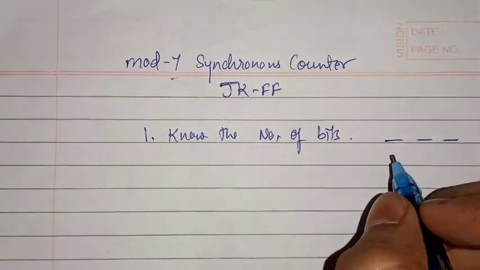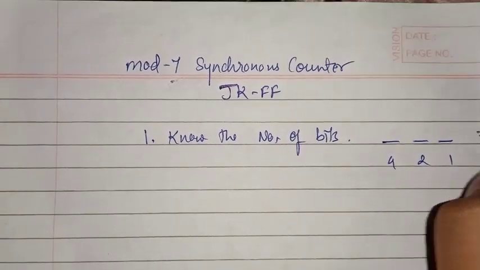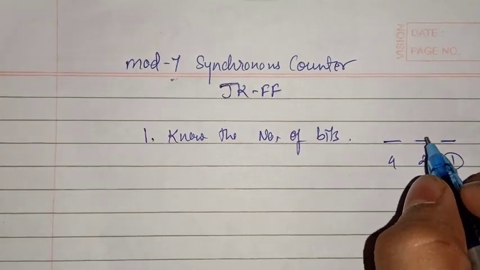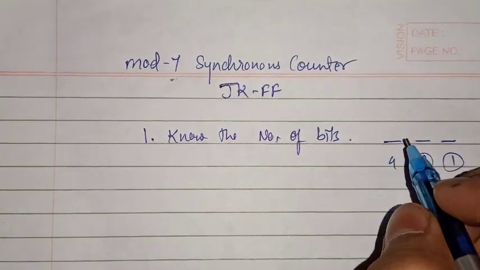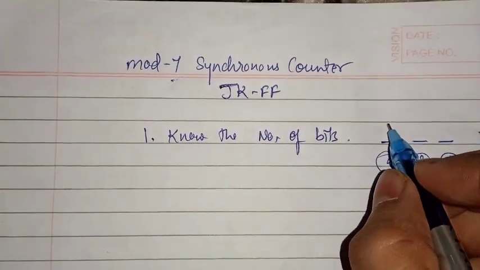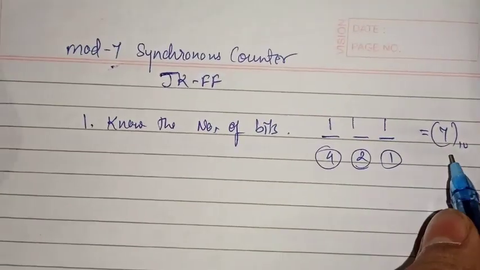Why is it so? Because using 3 bits we can represent at most 7 in decimal. The least significant bit holds the value 1, the middle bit represents 2, and the most significant bit represents 4 as its highest value. So if all of the 3 bits are 1 1 1, then in decimal that would be equivalent to 7.